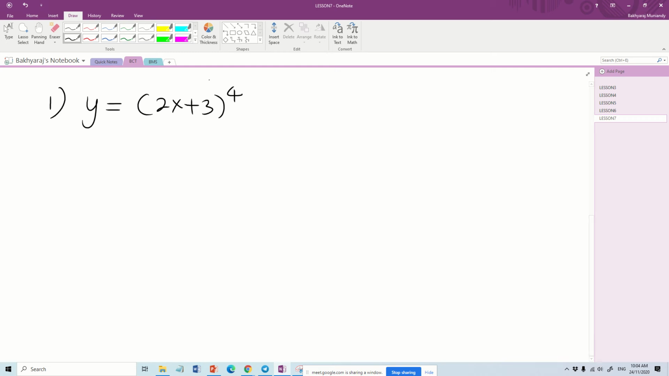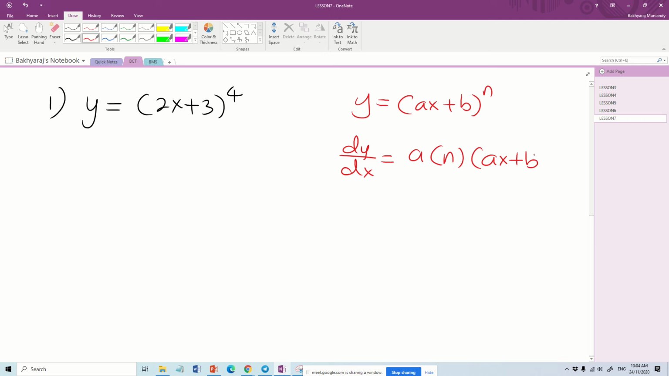So do you still remember the formula? What is the formula? When y equals (ax + b) to the power of n, what is our dy/dx? dy/dx equals, akan jadi apa? a times n times (ax + b) to the power of n minus 1. Betul? So ini yang kita dapat lah. Kita akan dapat an(ax + b) to the power of n minus 1.